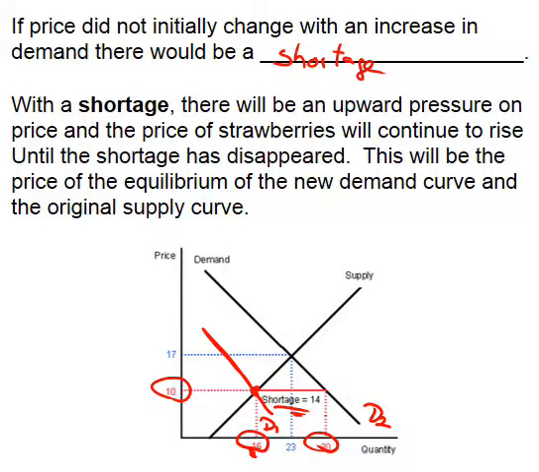With a shortage, there would be an upward pressure on price, and the price of strawberries will continue to rise until the shortage, which we discussed would be 14, has disappeared. This will be the price of the equilibrium of the new demand curve and the original supply curve. So here's the new demand curve, the original supply curve, and the new price now being $17, which would eliminate the shortage of 14 units, which was created by the price originally not adjusting with the new demand.